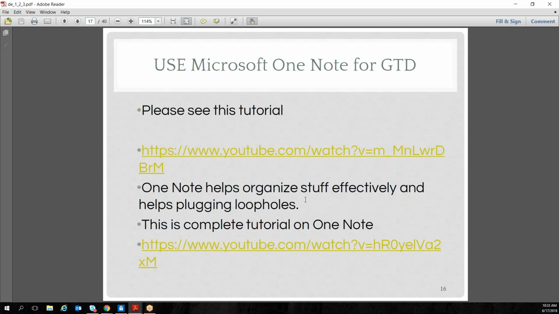In the next session, we'll have a quick discussion on what we can do using Microsoft OneNote. This is an open assignment for you to learn Microsoft OneNote. I've shared the link with you, and please go through this 1 hour link and try to inculcate as much knowledge as you can.